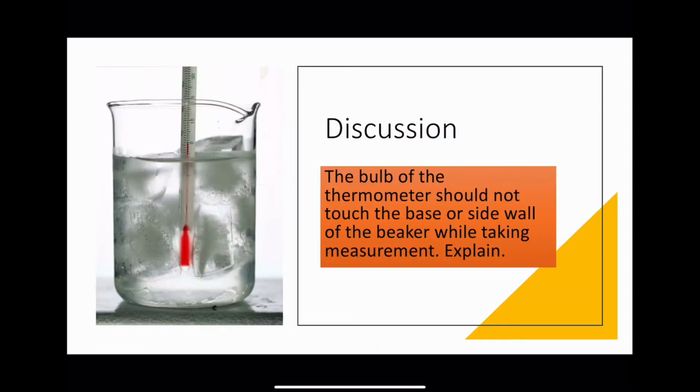The bulb of the thermometer shouldn't touch the base or side wall of the beaker while taking measurement. Why is that? Can you think of it? Discuss your answers with your friends, and maybe you can share your answers at the comment below. The answer to this question is, if the thermometer bulb touches the container, the temperature that we measure is the temperature of glass, not the temperature of the solution. So readings may be incorrect, particularly if the flask is on a hot plate or in an ice bath.